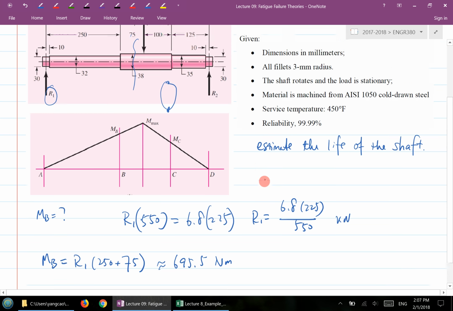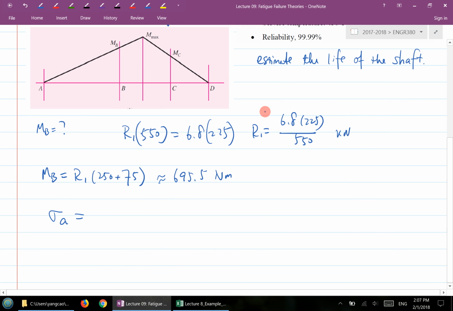So for the sigma A calculation, you need to consider the fatigue stress concentration, because this is a fatigue loading scenario. And for fatigue loading, it doesn't matter whether it's a ductile or brittle material, you need to apply the fatigue stress concentration factor, Kf, times the nominal value, which is MB times half of the diameter, and then over I.